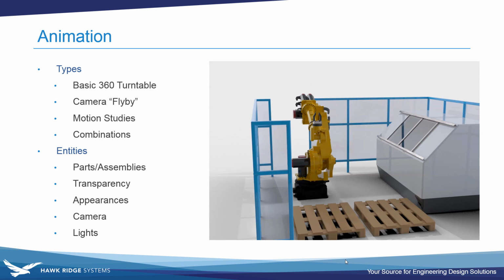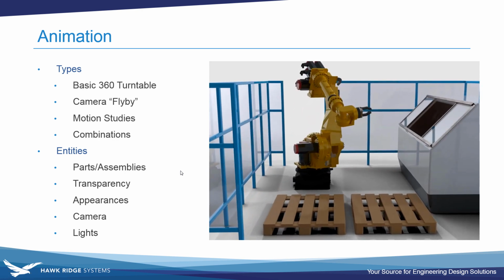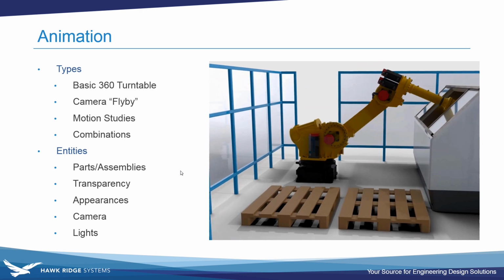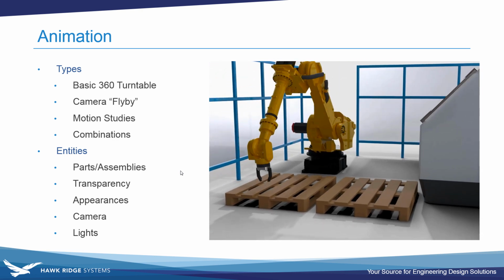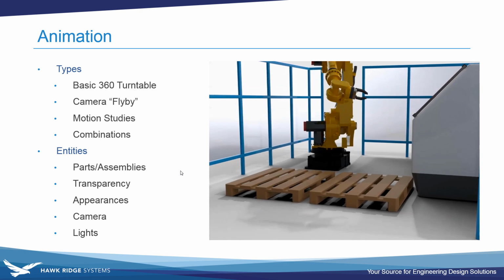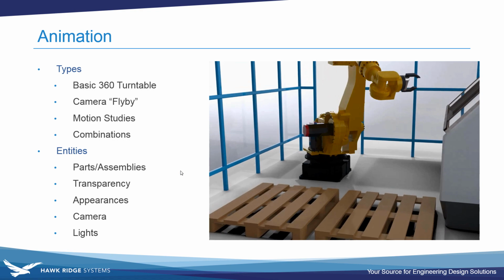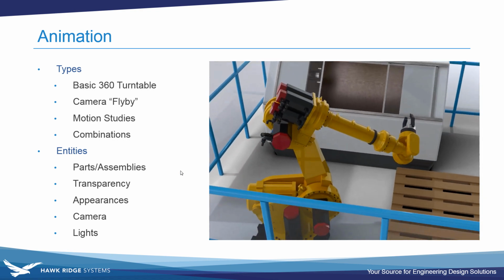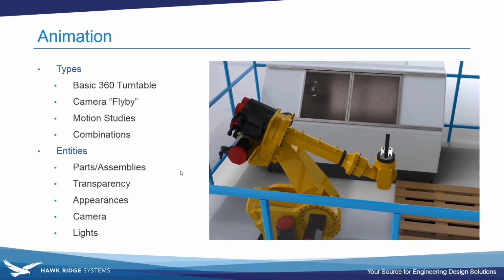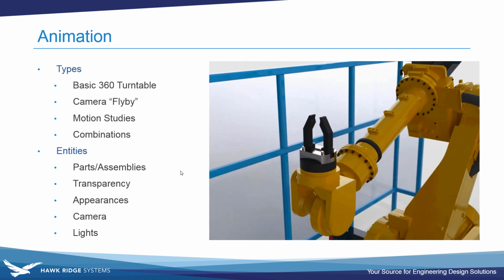Now we're going to go into animations. And I'm just going to click on this thing, and notice that this thing is going to start animating here. And another thing to notice, this animation is embedded right into this PowerPoint, so you can do that very easily within PowerPoint. Several different types: basic 360 turntables, camera flybys, motion studies, or combinations of all those. There's a lot of things that you can animate within Visualize.